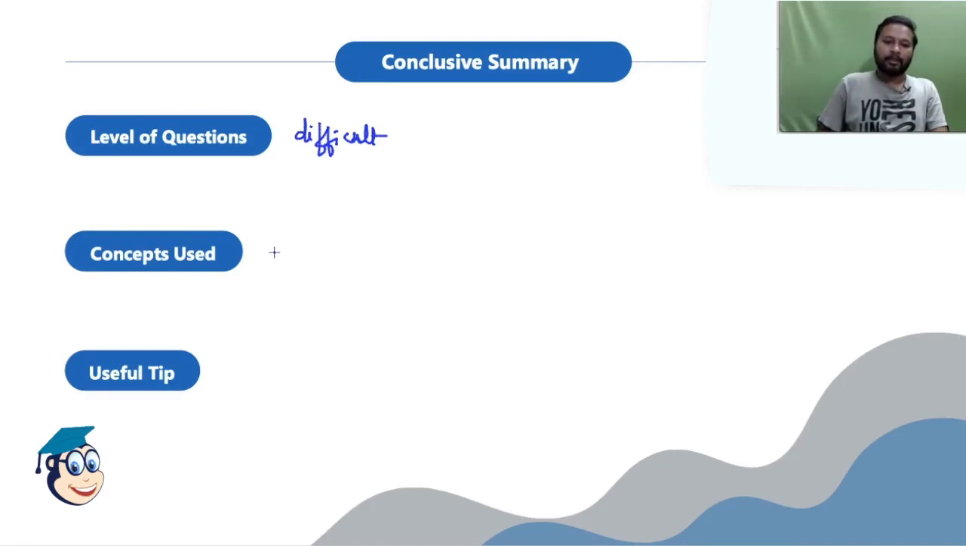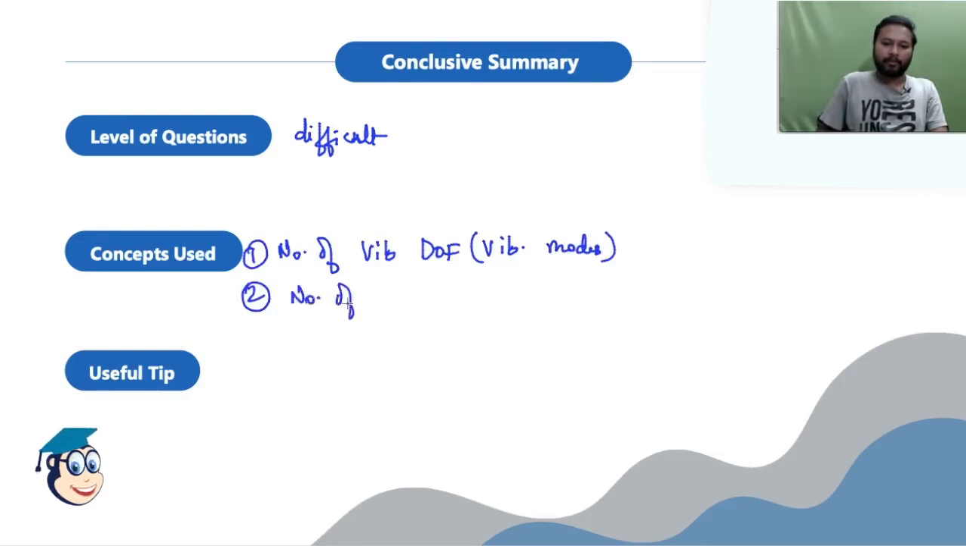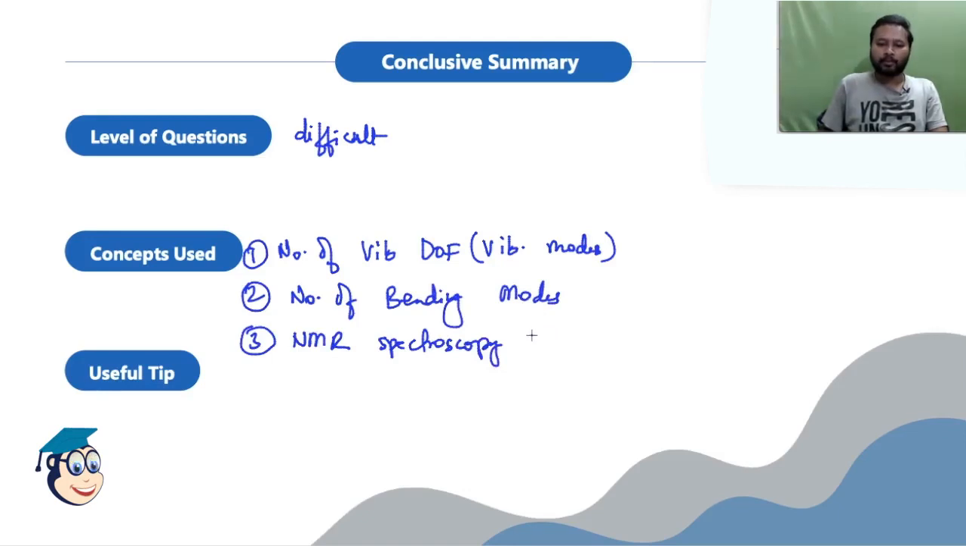Concepts which were used: in the first question, there was the number of vibrational degrees of freedom, or vibrational modes. The second was about the number of bending modes. And the third question was from your NMR spectroscopy, basically from the physical portion of that, or basically from the Larmor frequency. So these were the three important concepts which were used in this.